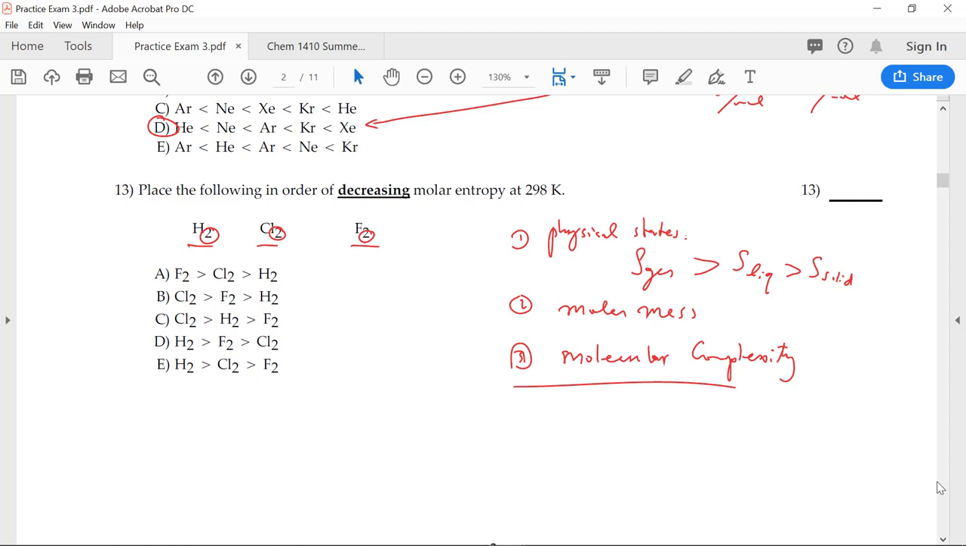The physical state, all of them exist in the gas phase, so the first factor is also the same. We're going to compare the molar mass. When molar mass increases, entropy will increase. We're going to put them in decreasing order. So chlorine is the largest, fluorine is the second, and hydrogen is the lightest in molar mass. For this reason, question number 13, when you look at the decrease in entropy, B is the correct answer.